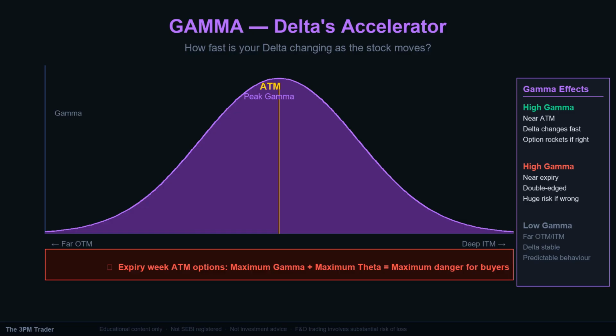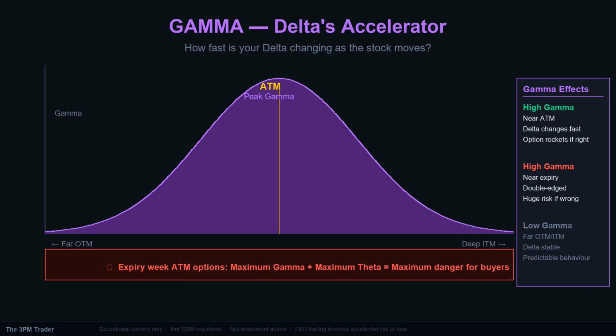Here is why this matters in practice. Near expiry, with a stock sitting at the money, gamma is extremely high. A small 50-point move can push your delta from 0.5 to 0.8 almost instantly. Sounds great if you are right, your option rockets. But if you are wrong, the same gamma works against you just as fast.